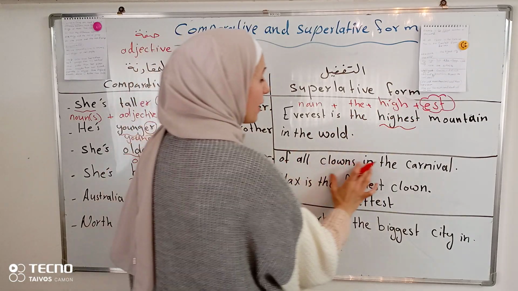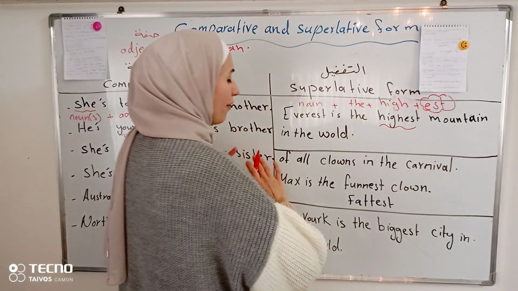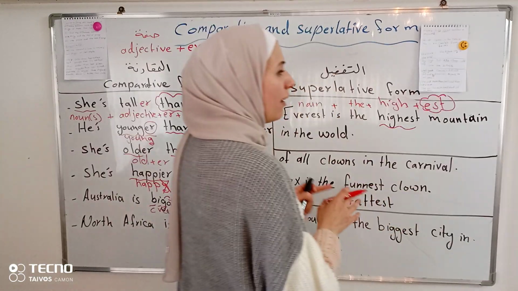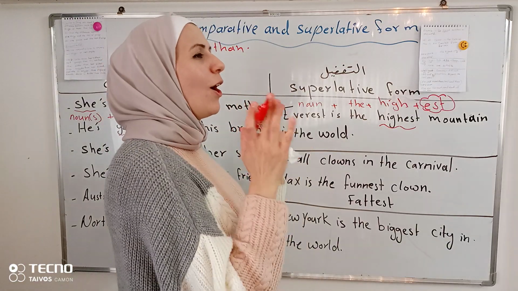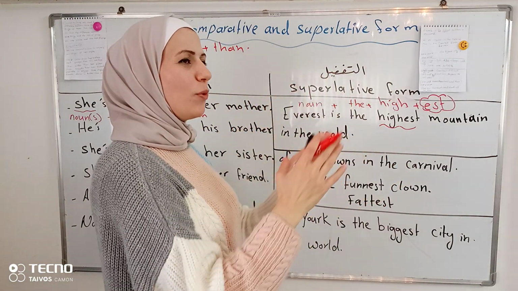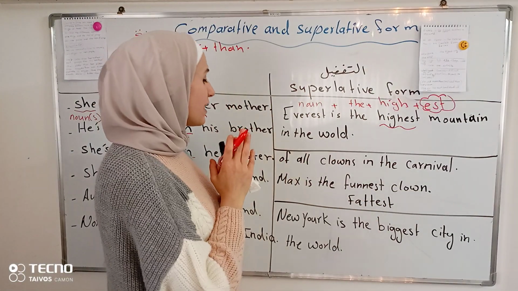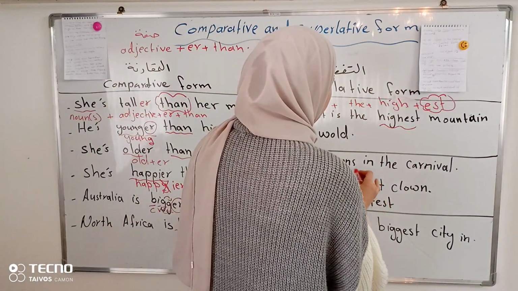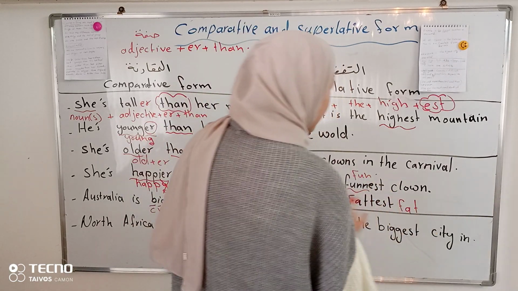Of all clowns in the carnival, Max is the funniest clown or the fattest clown. هو المهرج الأكثر، اللي هو أكثر إضحاكا، أو المهرج الأسمن. Fattest الأسمن. تمام. Fun، مضحك or fat, this adjective.